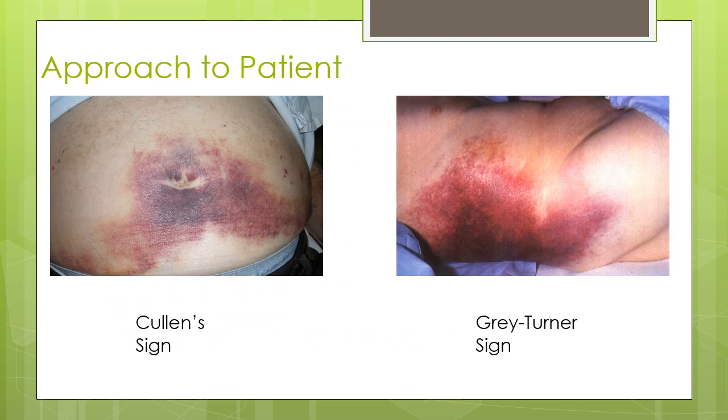This is a picture to show you Cullen sign and Grey Turner sign. Cullen sign is a bluish discoloration around the umbilicus due to hemoperitoneum, while your Grey Turner sign is a reddish brown discoloration around the flanks due to retroperitoneal blood.